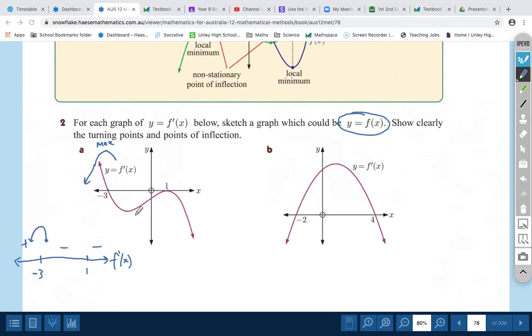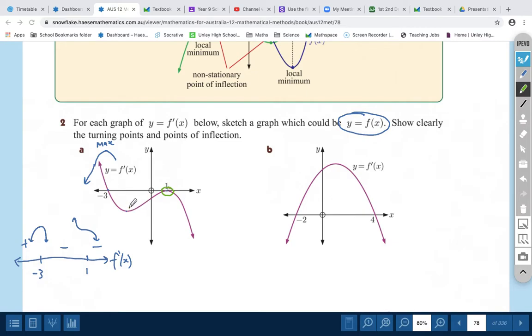But what about this? Negative to negative. Negative gradients, they're 0 for a minute, then they're negative. That is a stationary point of inflection. One other thing that's worth adding: see how this negative to negative, this inflection point looks like a maximum on the gradient function? It's a local max on the gradient function. And when you see that, you will have a point of inflection.